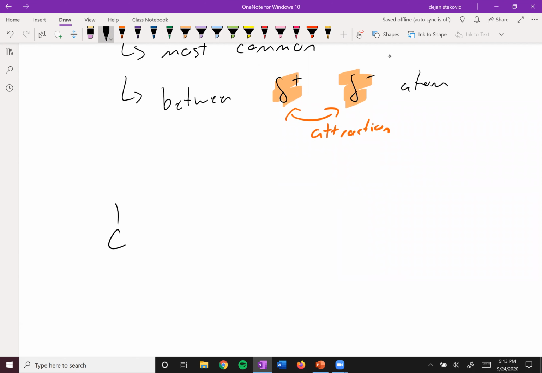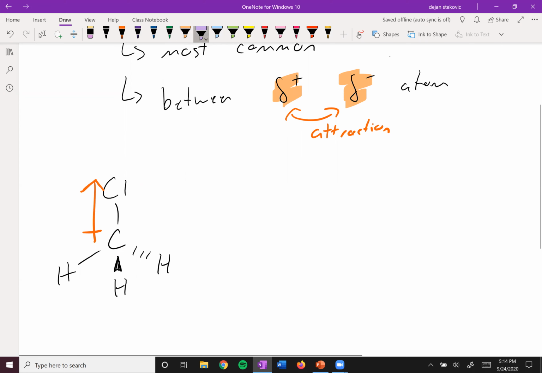So for example, if we have this carbon right here, we can see that we have a chlorine up here and then a carbon. If we think about our electronegativities, this chlorine is going to be more electronegative, and so it's going to make this carbon partially positive.